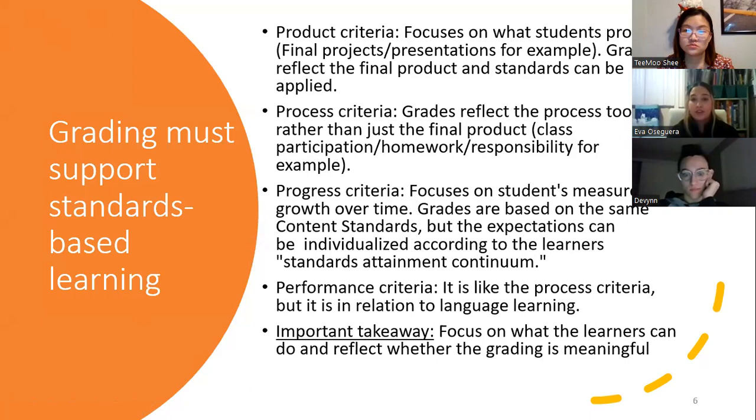And for progress criteria, it focuses on students' measured growth over time. So grades are based on the same content standards, but the expectations can be individualized according to the learner's standard attainment continuum. And the performance criteria is like the process criteria, but it is in relation to the language learning. And an important takeaway is that the focus needs to be on what the learners can do and reflect whether the grading is meaningful.